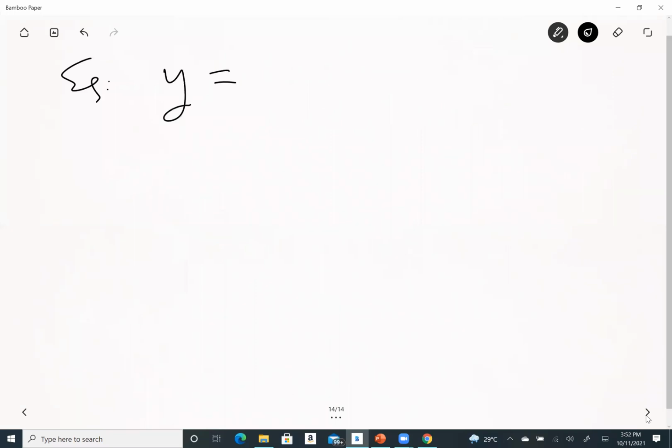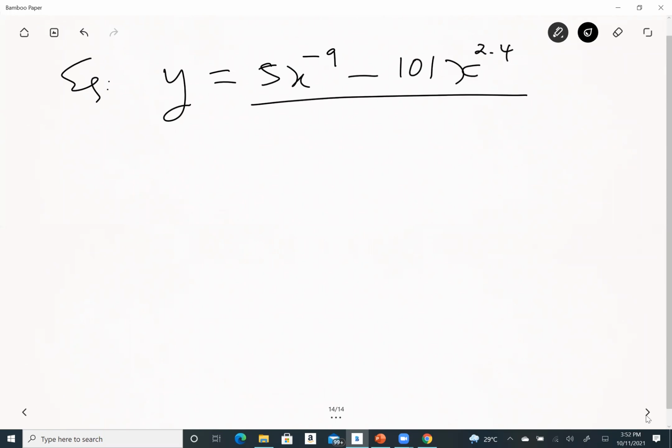Let's have y equal to 5x to the power of -9 minus 101 x to the power of 2.4, divided by 12x to the power of 8 plus 25x to the power of negative 3.6, something like that. So I have two terms in x divided by each other. So we apply what we call the quotient rule.